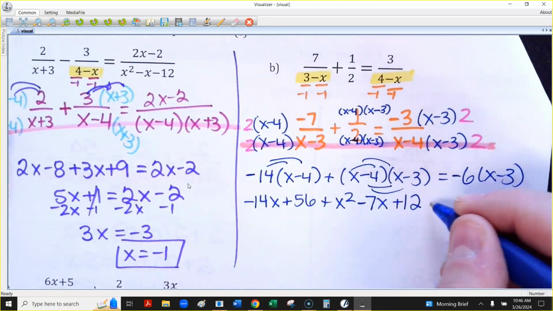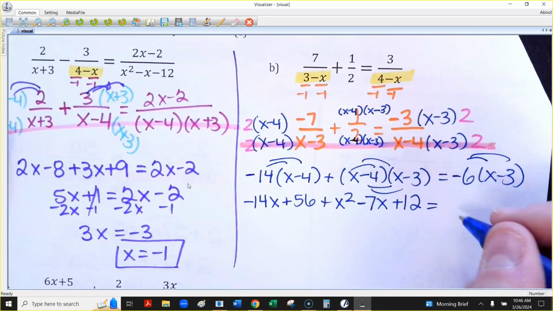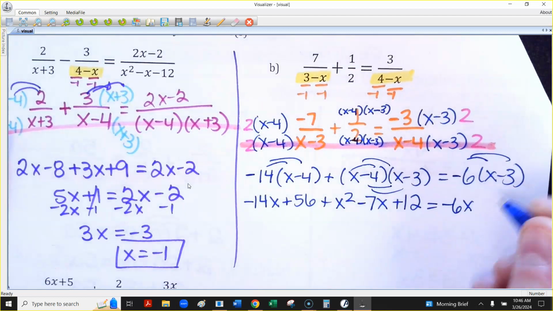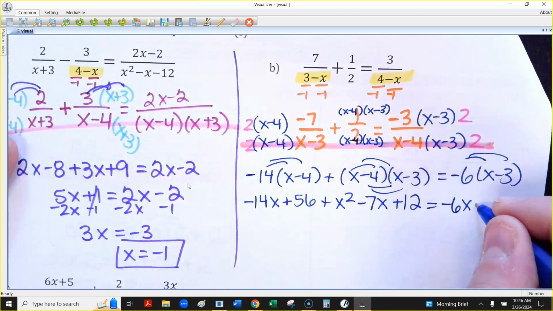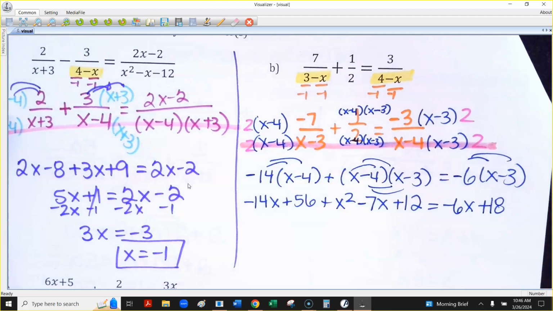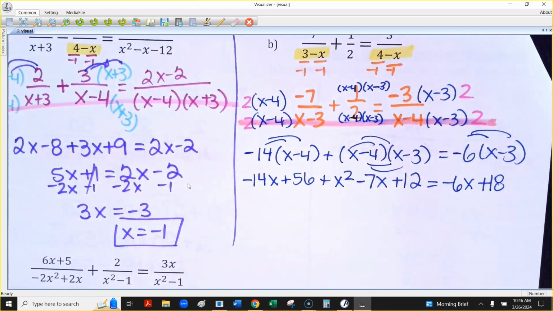On the other side here, we're going to multiply by negative 6. So we're going to get negative 6x. Now, negative 6 times negative 3 ends up being positive 18. So be careful with that. Negative times a negative is going to make a positive. Okay, I think we're going to have a quadratic, so I'm just going to do my best to put everything together here. This one's kind of a long problem.